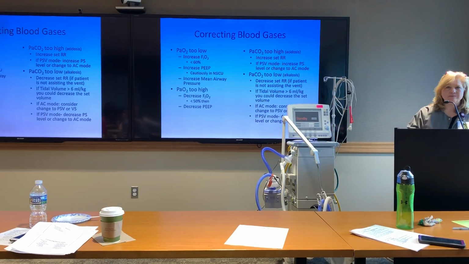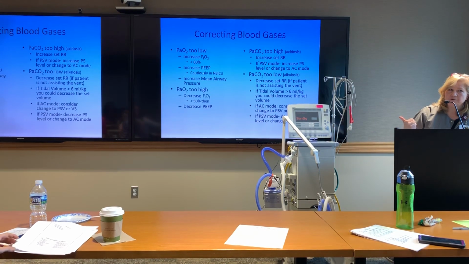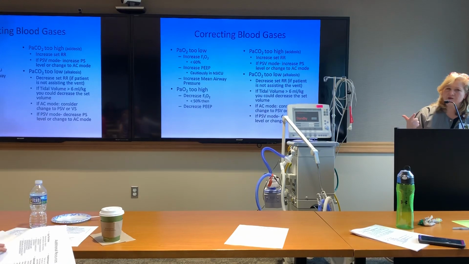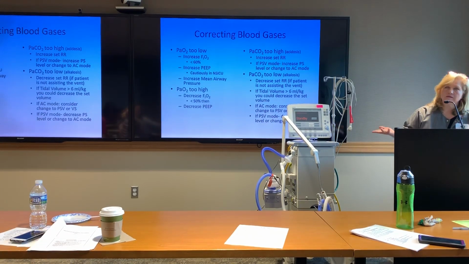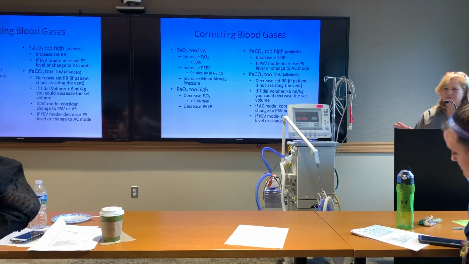General stuff on correcting blood gases. You guys probably know this. Like there it is, the PO2 is too low. You can either increase FiO2, but try not to go above 60. It's far better to increase your PEEP. Now, you guys work in the worst unit for me to just say increase your PEEP. Okay, I know. Don't just increase the PEEP.